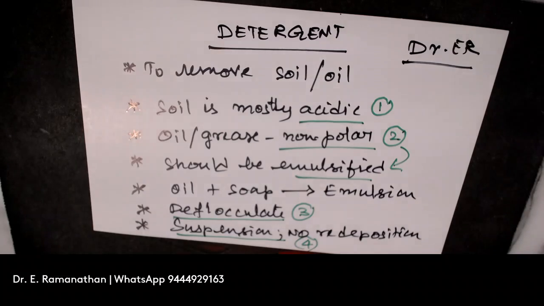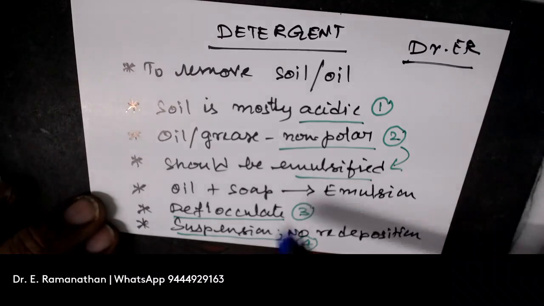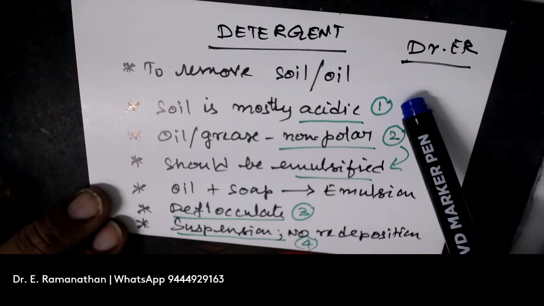So in this class I'll be explaining the basics of detergent. Detergents are designed with one primary purpose: to remove soil or oil in any form. Soil is mostly acidic, so it has to be neutralized. And definitely we can include in our formula the neutralizer for this acidic material.